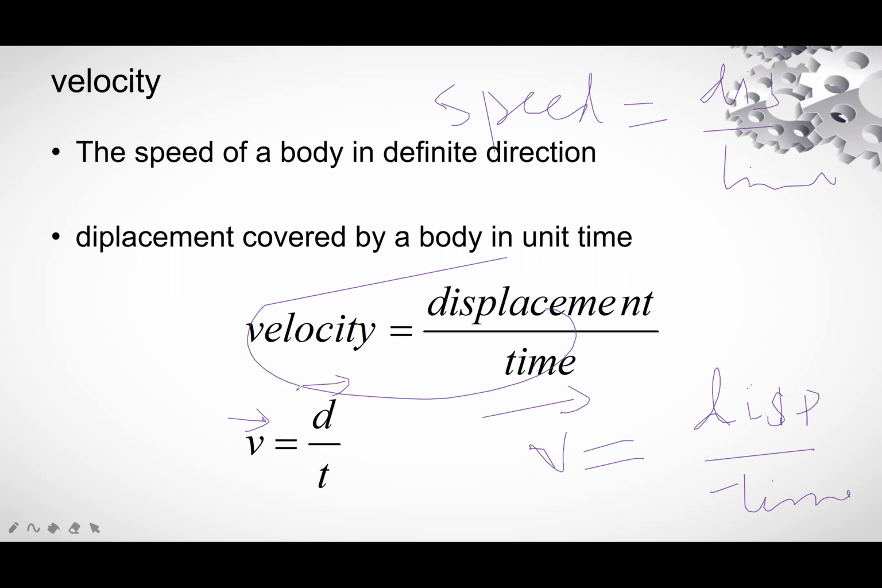Velocity is the displacement per unit time, the rate of change of displacement, and speed is distance per unit time. Speed is scalar, velocity is vector.